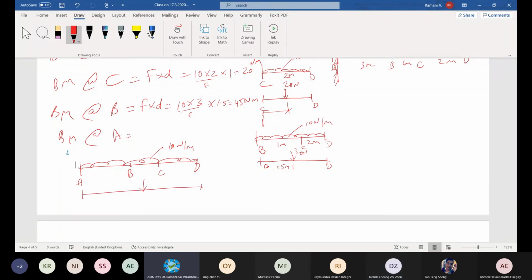Because it's acting from A to D, we can conveniently convert it into a total load. This one is 3, this one is 1, this one is 2, right? Total distance is 6 meters. So 10 times 6 is 60. Done? And at what distance? When you convert into a point load, it will be acting at the midpoint of the span. Midpoint of the span is how much, Derek?